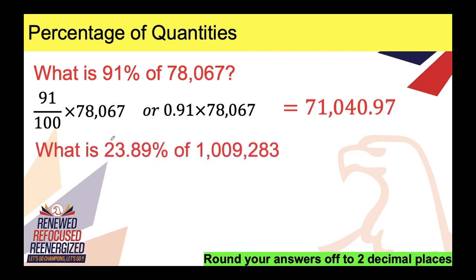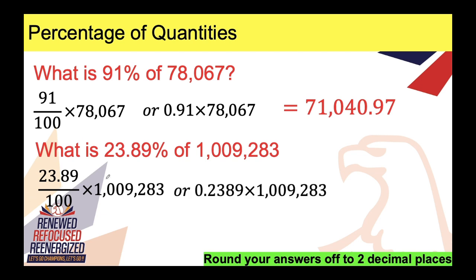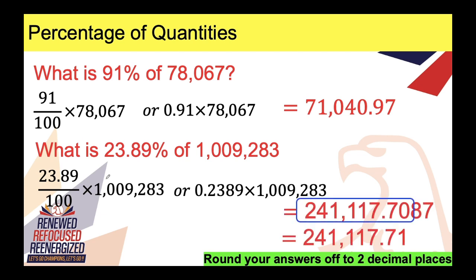Okay, next. Once again, pause this video and try to do it on your own. Convert into a fraction, then multiply, or you may convert it into a decimal, then multiply. Either way, it gives you the same answer. Two decimal places, this should be how you report it. This is greater than 5, therefore we add 1 to the second decimal place. And that is how to find percentage of quantities.